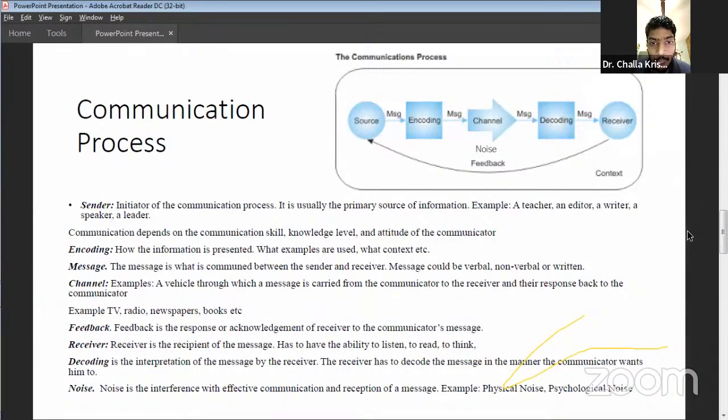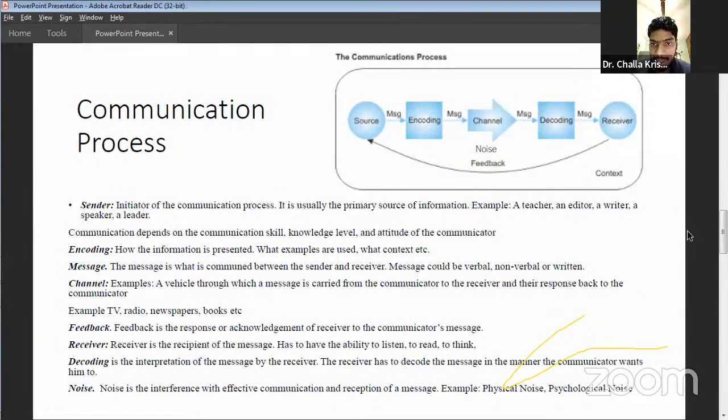you transmit it. So the sender, when I talk about the sender, is the source, the initiator of the communication process. So communication depends actually on his communication skill, his proficiency, also his knowledge level, his attitude, and also his culture, his social system. Everything impacts the communication, the message that he sends. So the sender's knowledge level, attitude, and communication skill play a major role. And then how he encodes it. If he encodes it properly, then only the receiver will be able to understand.